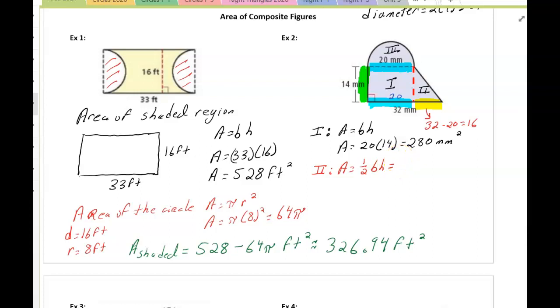So the area of the triangle then is going to be 1/2. 16 is the base. And the green segment is the height, and we know that height is 14. So doing that on our calculator, 1/2 times 16 times 14, I get 112. So the area of section 2 is 112 millimeters squared. And then I need to find section 3, which is half of a circle.